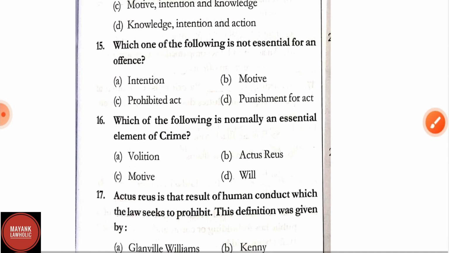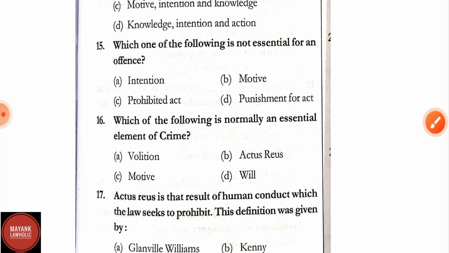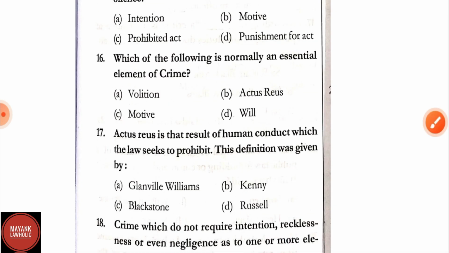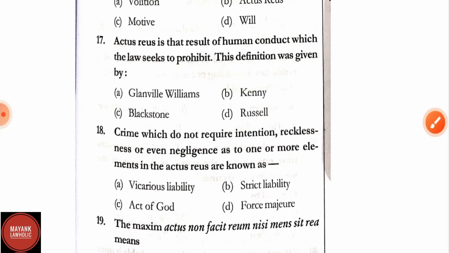Question number 15. Which of the following is not essential for an offence? Options are intention, motive, prohibited act, D, punishment for act. Correct answer is option B, that is motive. Motive is not essential for an offence. Question number 16. Which of the following is normally an essential element of crime? Options, violation, actus reus, motive, will. Correct answer is actus reus. Question number 17.